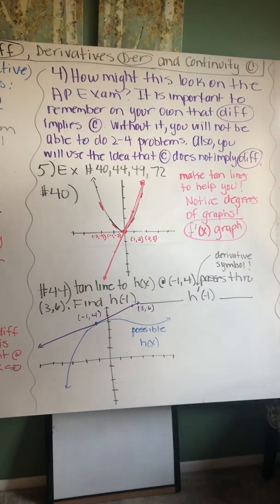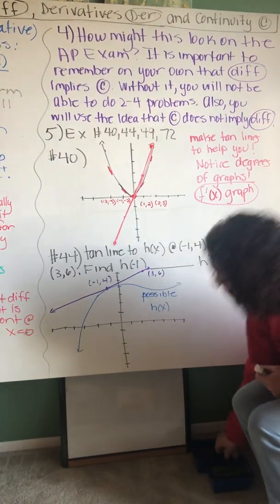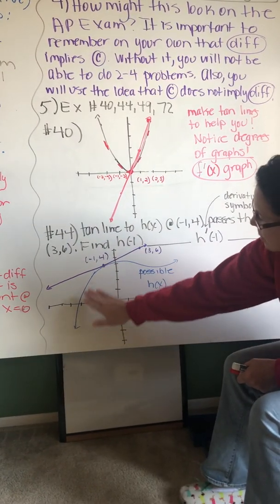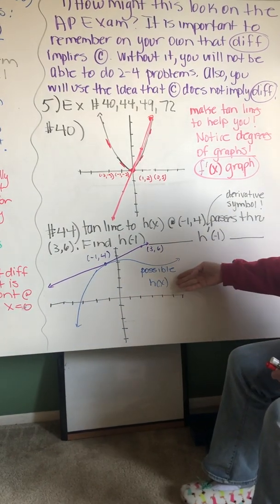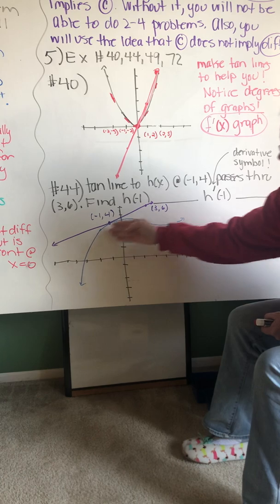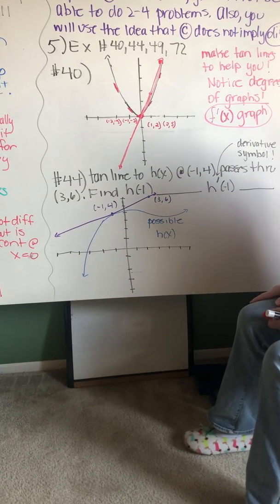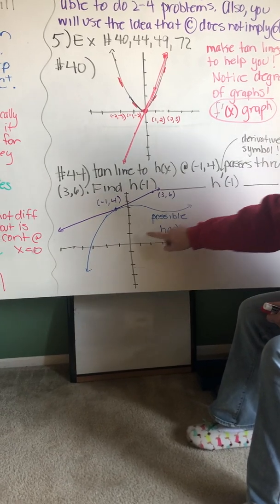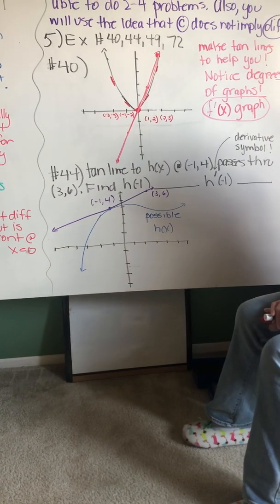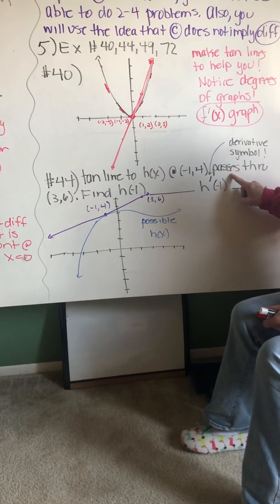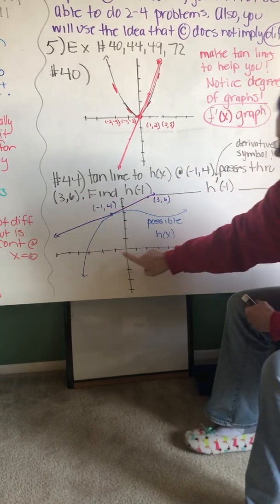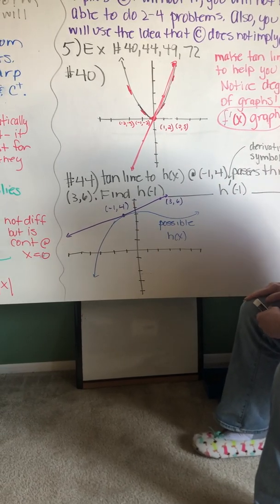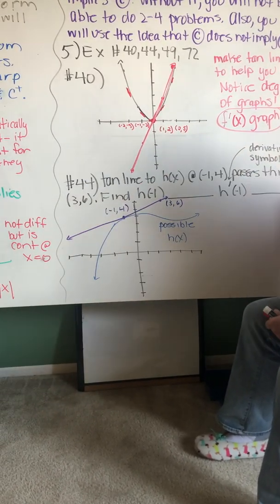Number 44. They said that there is a tangent line to h of x. Now notice in blue I made a possible h of x. There's an infinite number of pictures I could have drawn for a graph in blue here. The conditions they gave was there's a tangent line to h of x at negative 1, 4. Notice I just made pictures of what they had. And they said that that tangent line passes through the point 3, 6. So notice I made that happen. Okay, so I made a possible function. I made a tangent line that met their conditions.